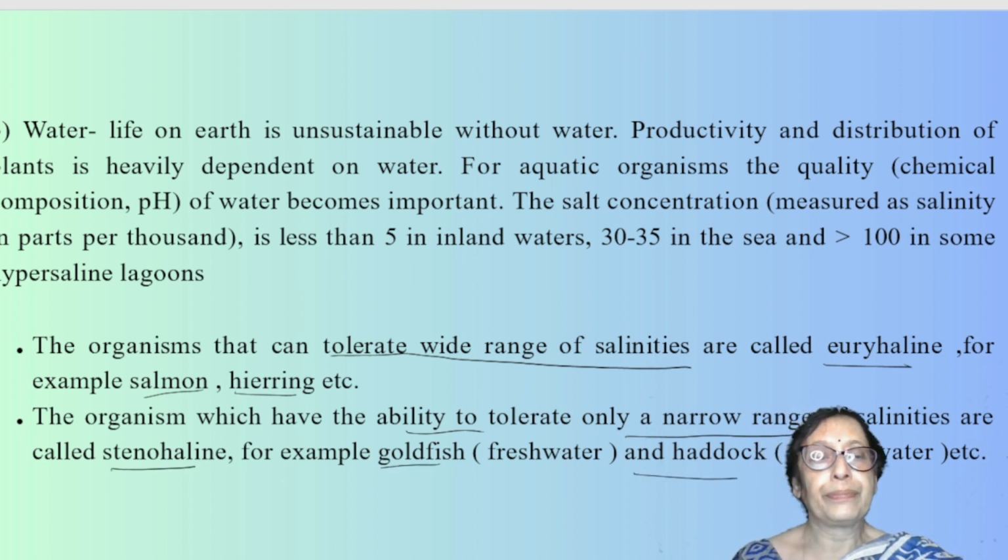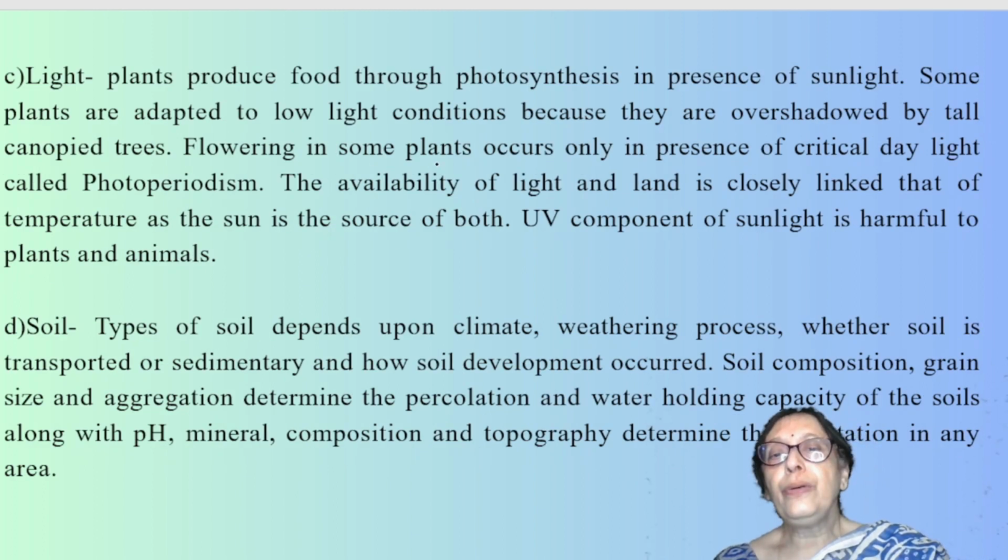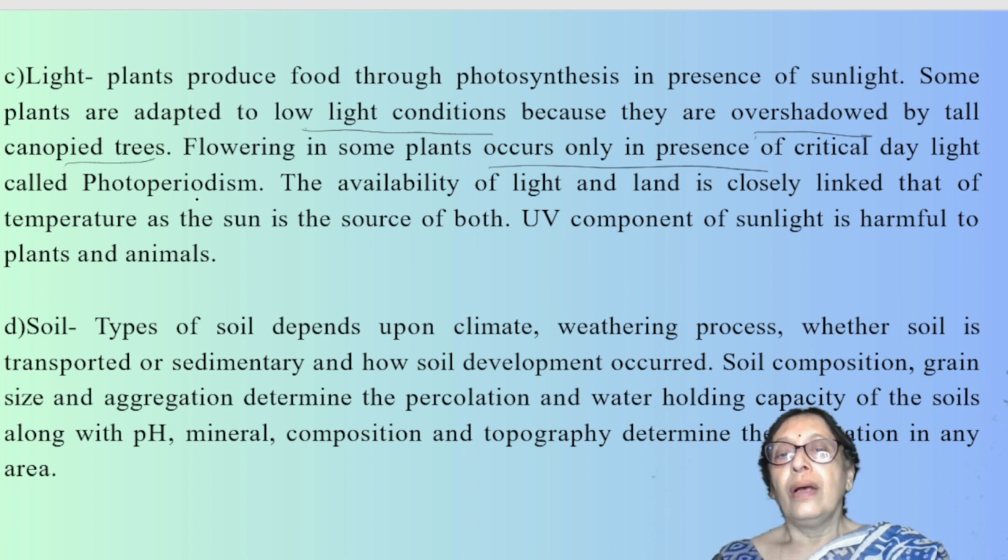Now, light. Plants produce food through photosynthesis. Light is the main source. And so light is universally required by all green plants. But some plants are adapted to low light conditions because they are overshadowed by tall canopied trees. Flowering in some plants occurs only in the presence of critical daylight, which is known as photoperiodism.